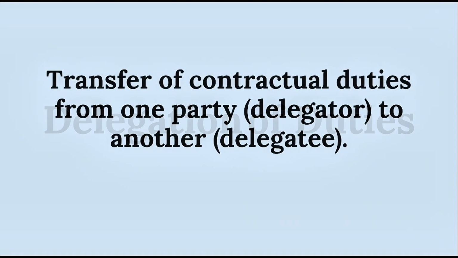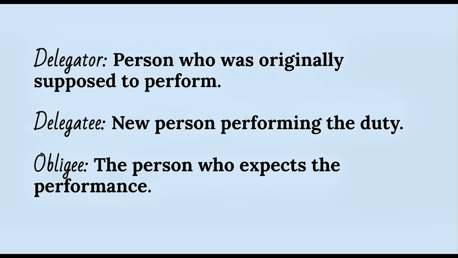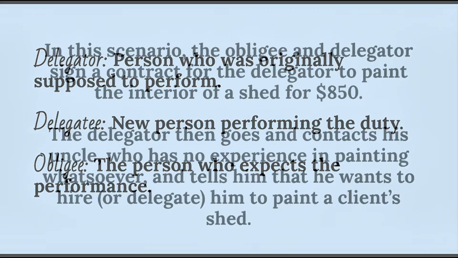Our next topic is delegation of duties. That is when there is a transfer of contractual duties from one party to another. Within delegation of duties, there are three separate individuals. The first one is the delegator. That is the person who was originally supposed to perform an action. The second person is the delegatee. That is the new person performing the new duty. And then there's the obligee. That is the person who expects the performance to be completed.